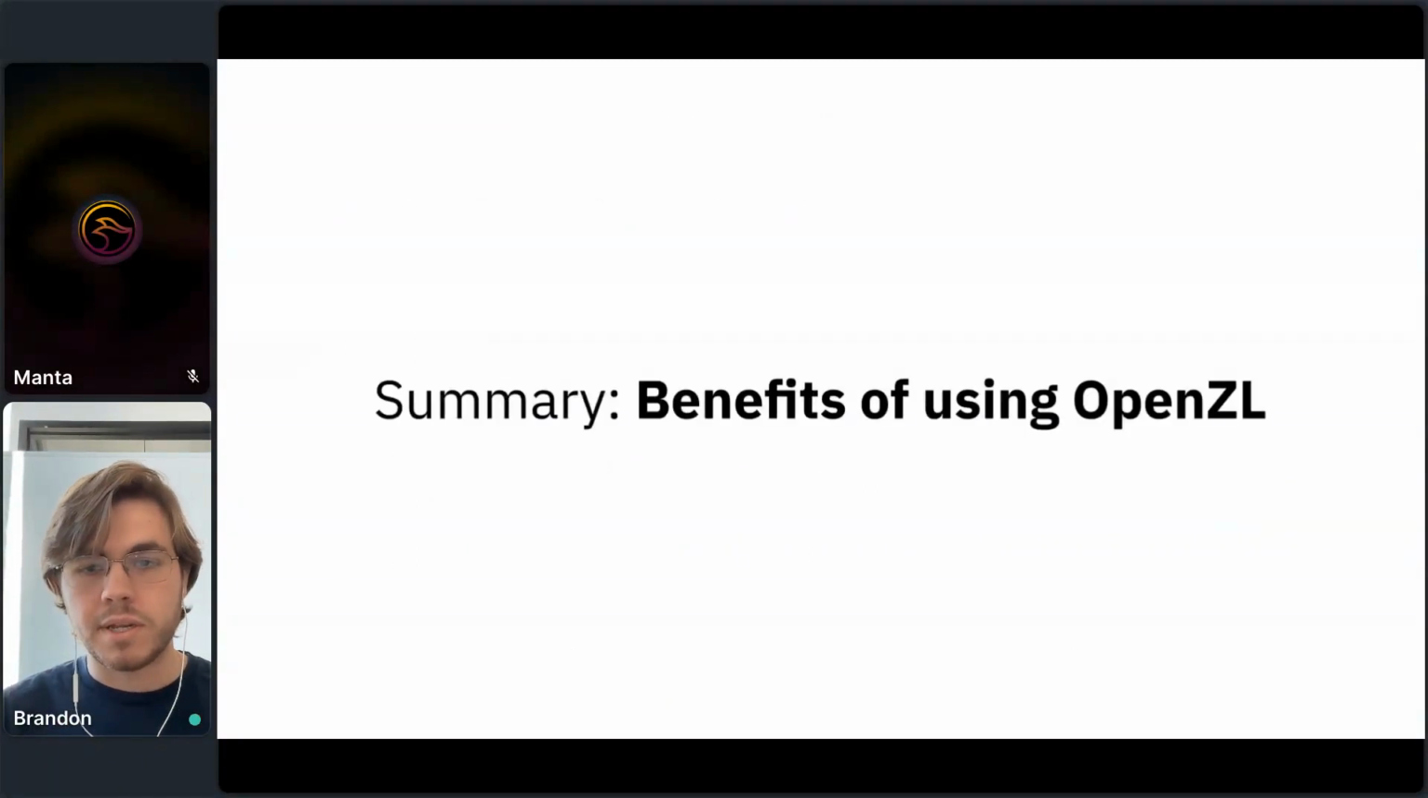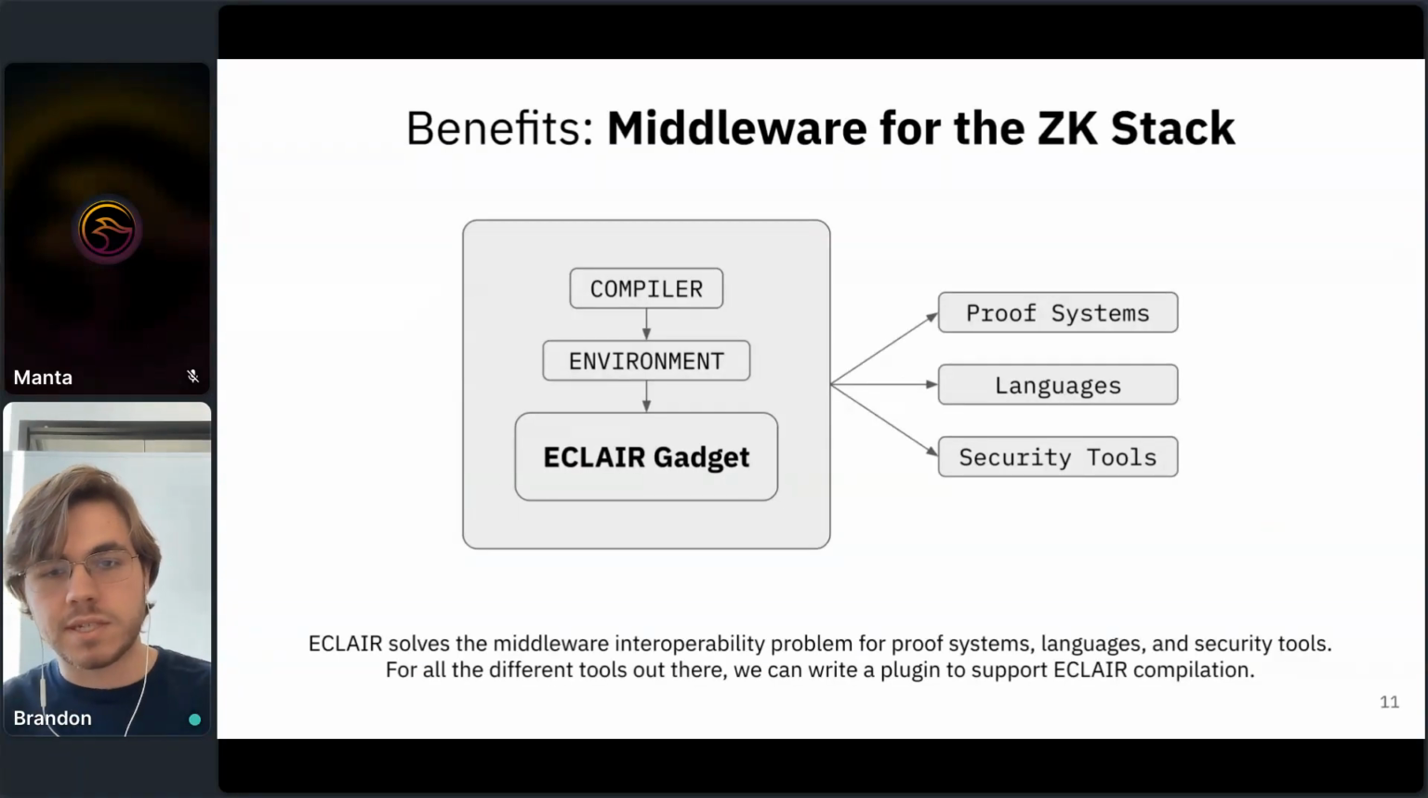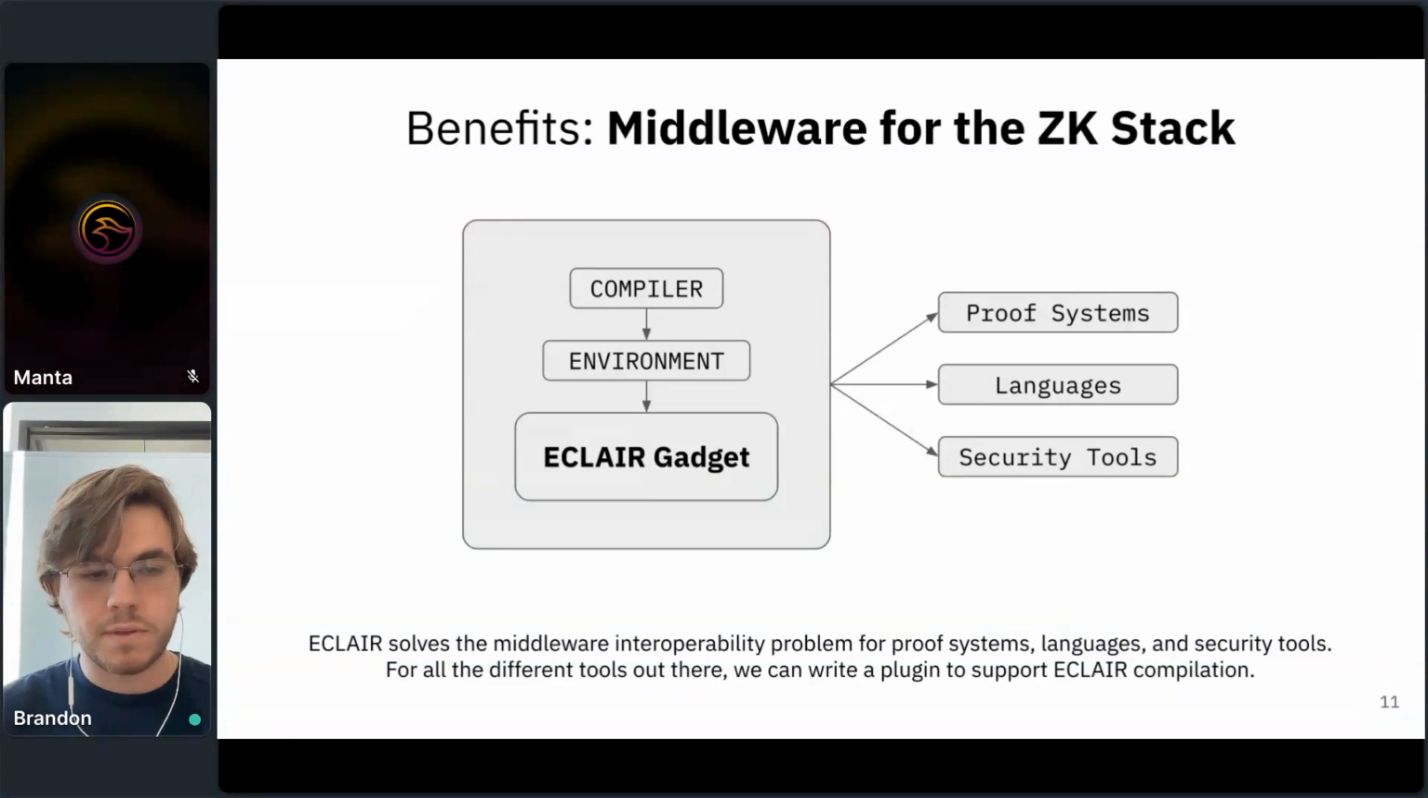So now that I've spoken a bit about ECLAIR, let's summarize some of the benefits of using OpenZL and this plugin system for your development stack. The first major benefit is that it solves the missing middleware problem for the programming stack. There are lots of tools out there, most of them incompatible with each other, if not all of them. With a simple plugin, any existing tool can be adapted to fit ECLAIR. So the amount of code you have to write to integrate your proof system or your language or your security tool into ECLAIR is on the order of hundreds of lines, not tens of thousands of lines. And you can now get access to this whole ecosystem.